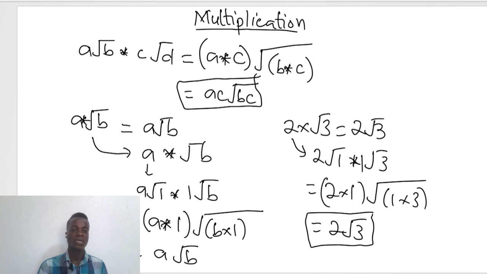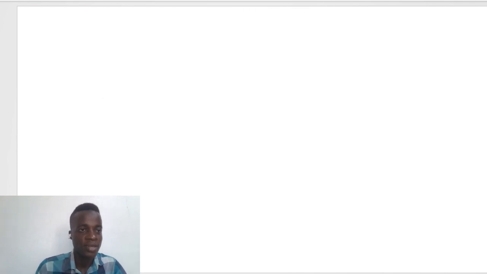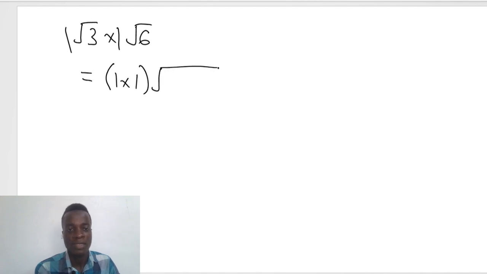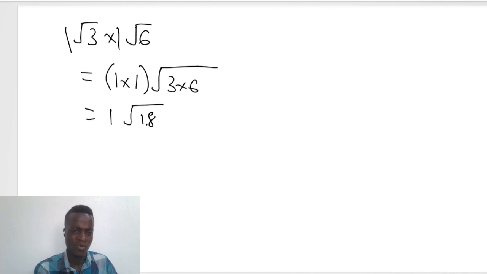Let's look at another example: the square root of 3 times the square root of 6. We said if there's nothing in front of them, there is a 1 at the front. So we have 1 times 1 outside, and inside we have 3 times 6. 1 times 1 is 1, and the square root of 3 times 6 is the square root of 18. At the end, 1 times any number is the same number, so we have the square root of 18.